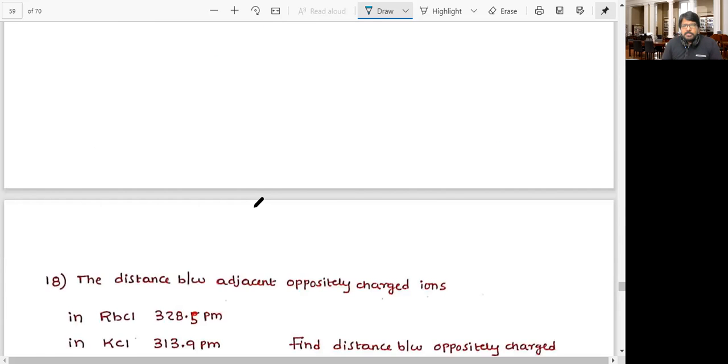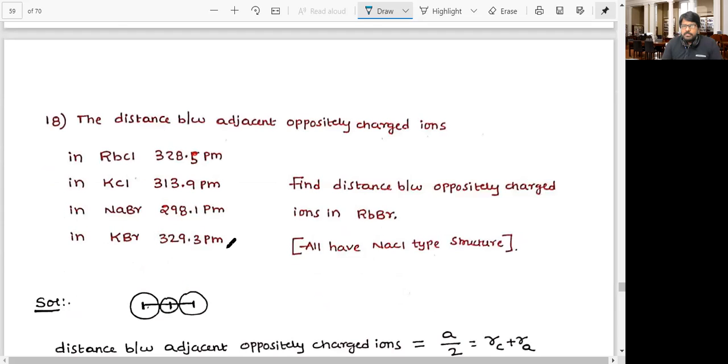The distance between adjacent oppositely charged ions. This is also a simple question. Rubidium chloride, potassium chloride, sodium bromide, potassium bromide.